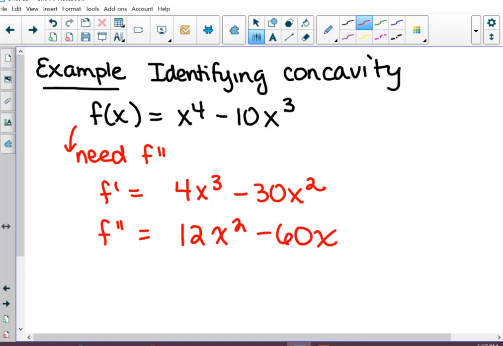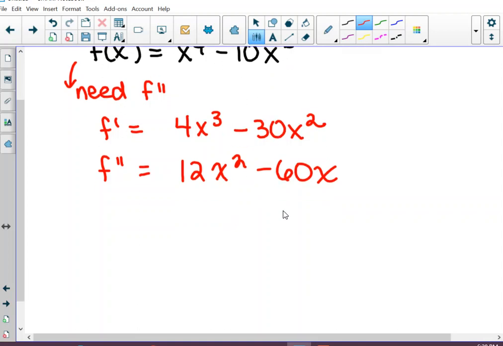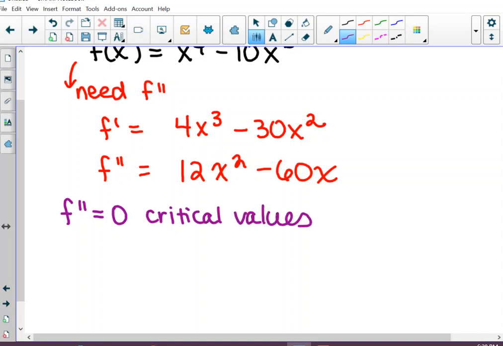Okay. I wanted to get a certain kind of number, so I wanted to manipulate this a little bit. So here's my original function. Yes, I changed it. Here's my first derivative. Here's my second derivative. Now what am I going to do? I'm going to set my second derivative equal to 0 and get critical values. Critical values for the second derivative.